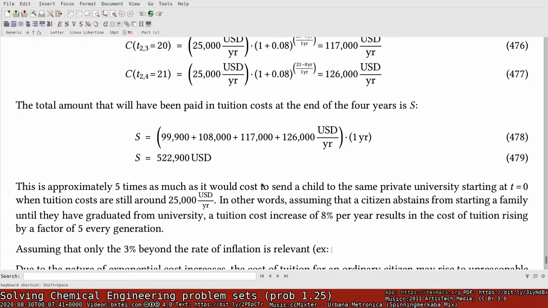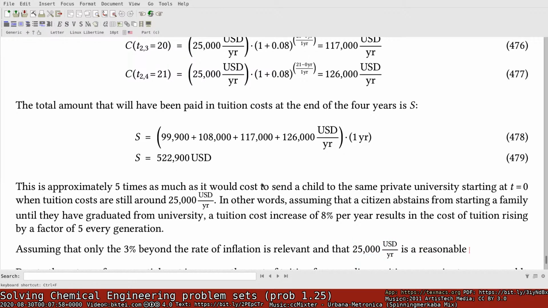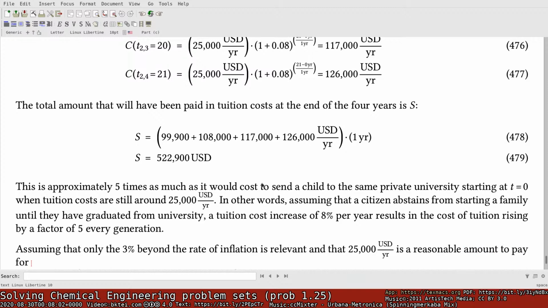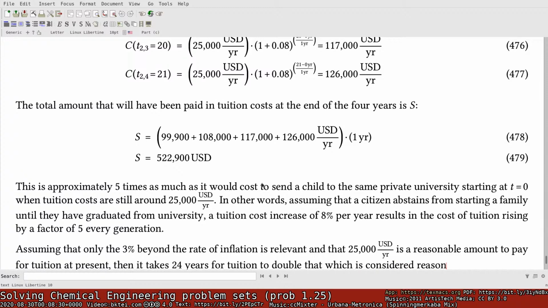for example, and that 25,000 USD per year is a reasonable amount to pay for tuition at present, then it takes 24 years for tuition to become double that which is considered reasonable in the present.